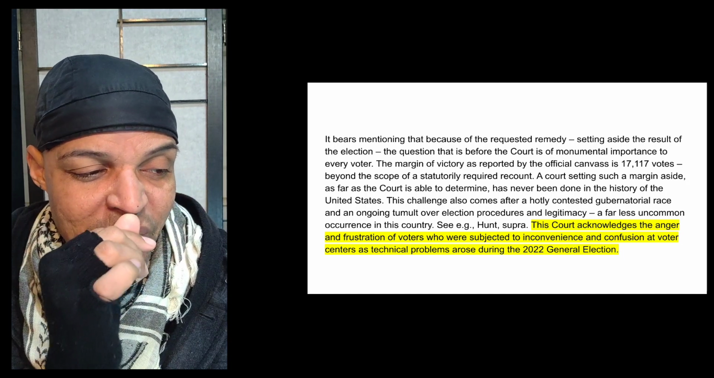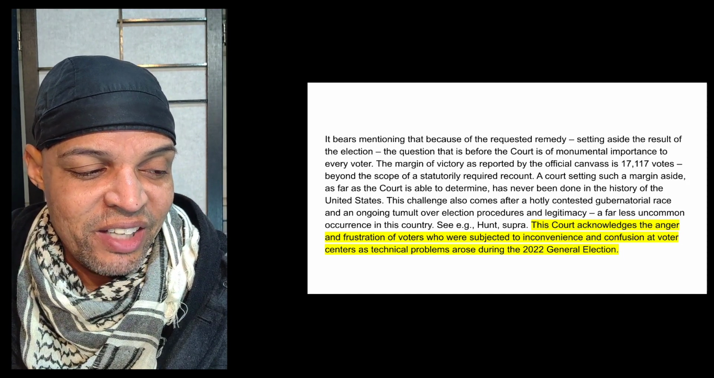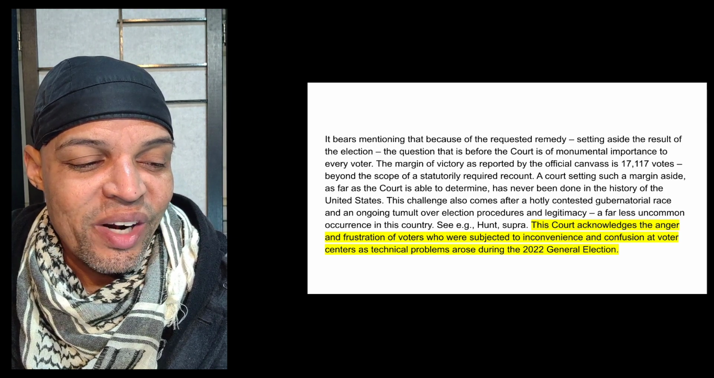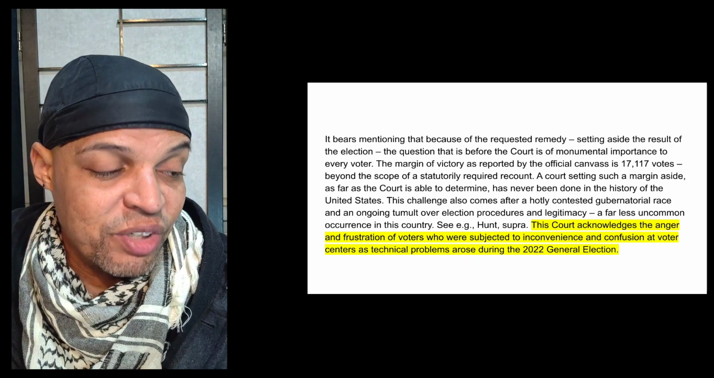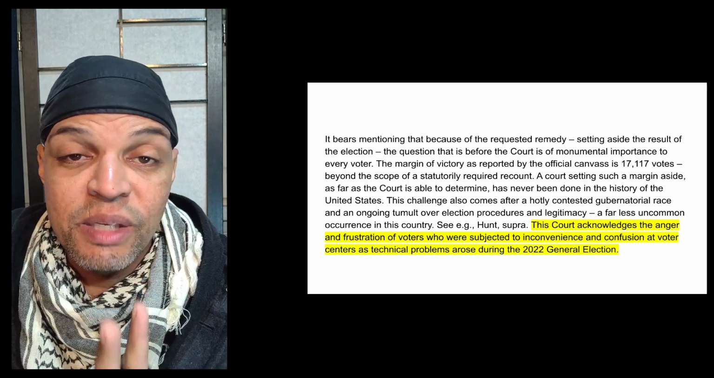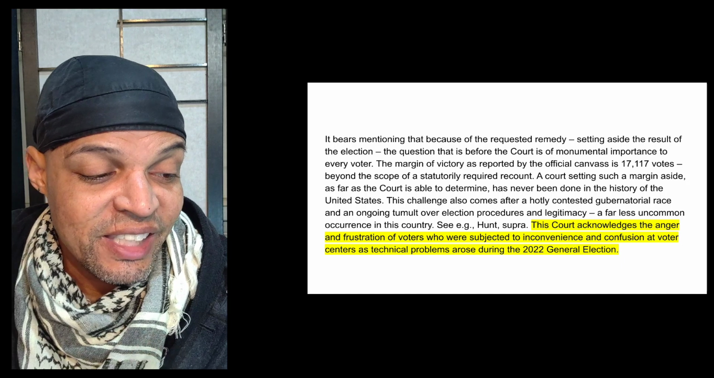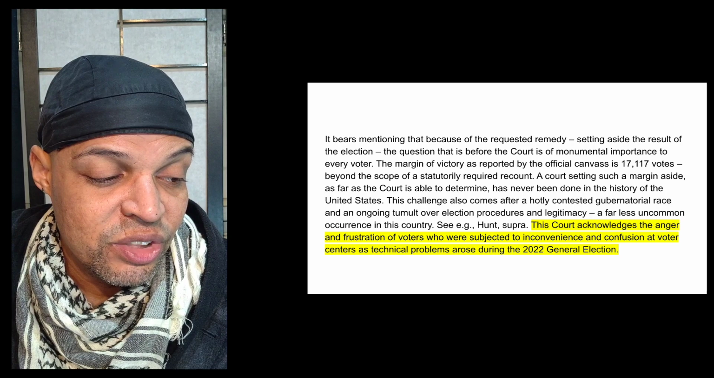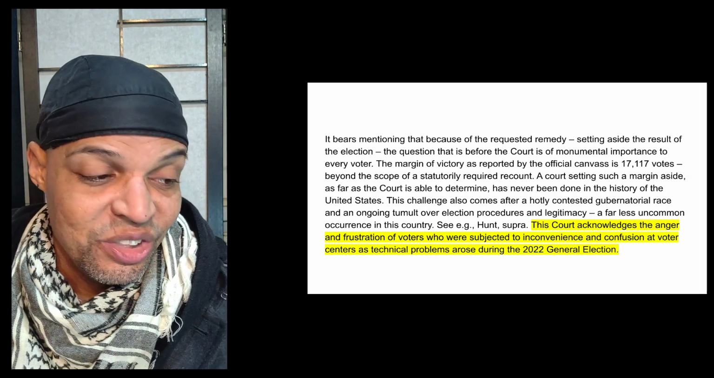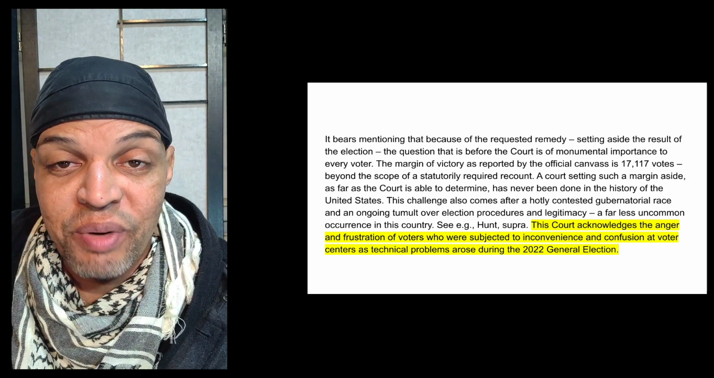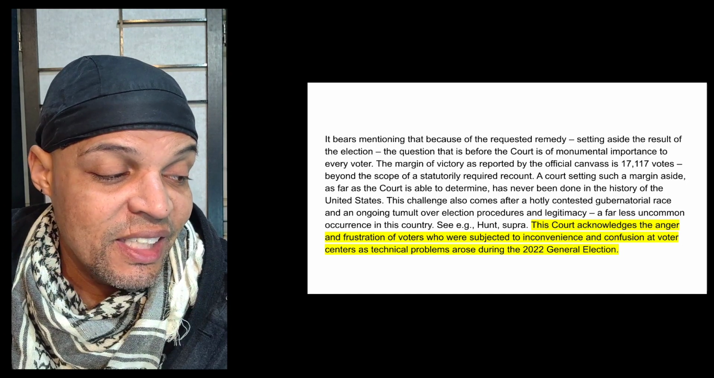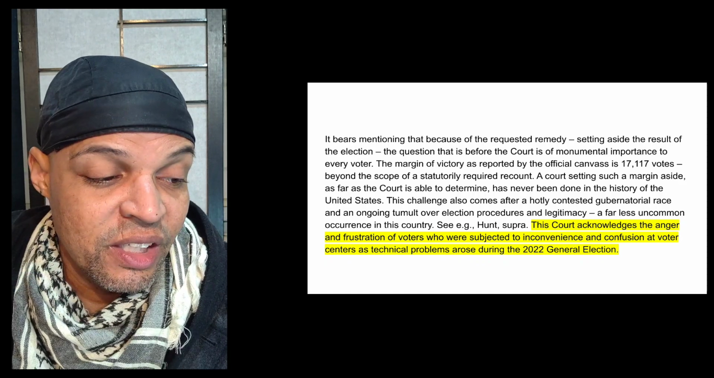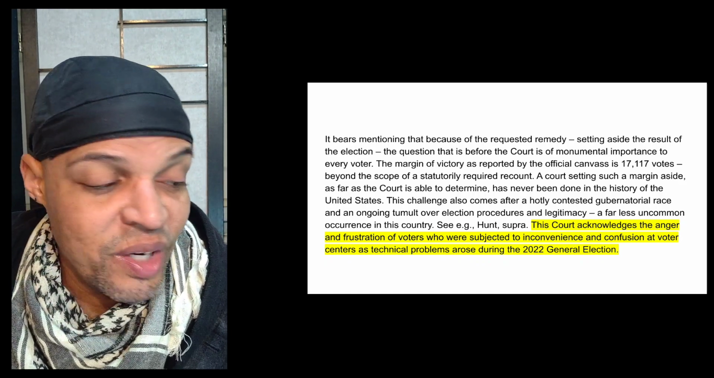Okay, so check this out. We're going to probably read this one right here, too. Check out this highlight at the bottom. It says, this court acknowledges the anger and frustration of voters who were subjected to inconvenience and confusion at voter centers as technical problems arose during the 2022 general election. So even right there, the court acknowledges. When you see subjected to inconvenience, that's called maladministration, and confusion, that's called maladministration.